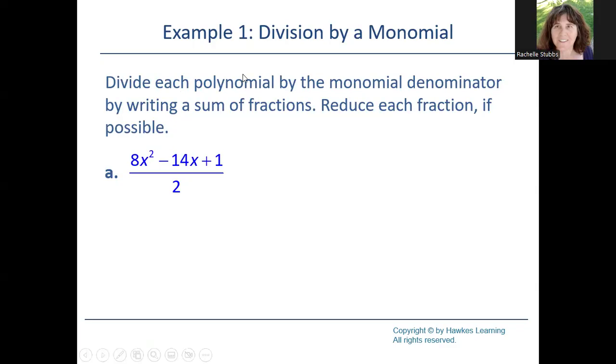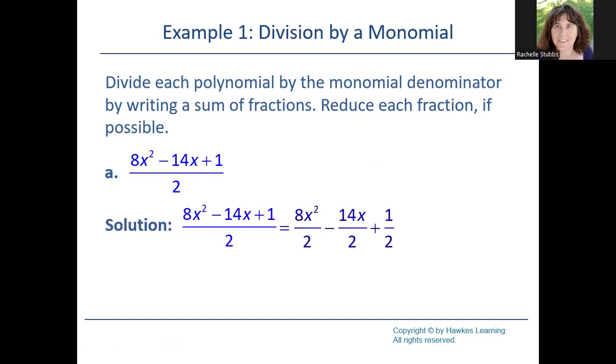Well, here I have a trinomial, and it's being divided by a monomial of degree 0, because there is no x value, right? But how would I do this? Well, if I wanted to break this up so they each had their own individual denominator, I could rewrite this as 8x squared over 2 minus 14x over 2 plus 1/2.